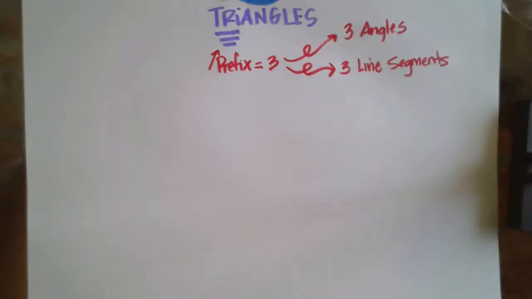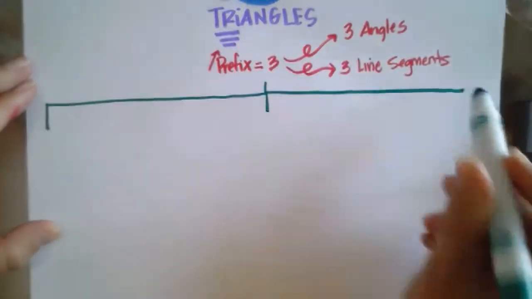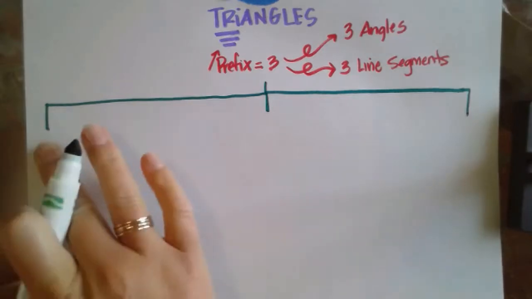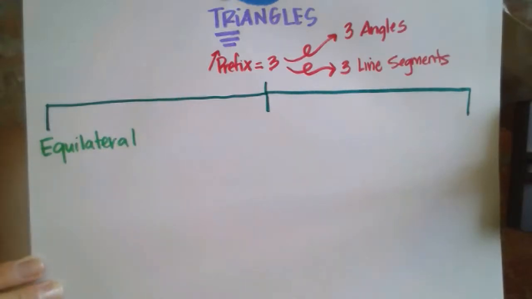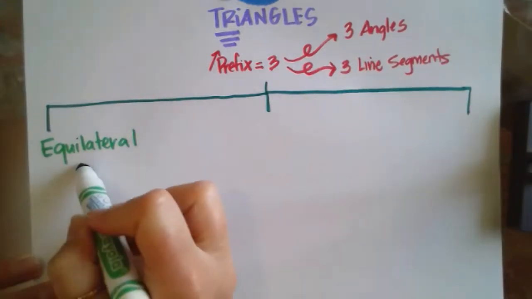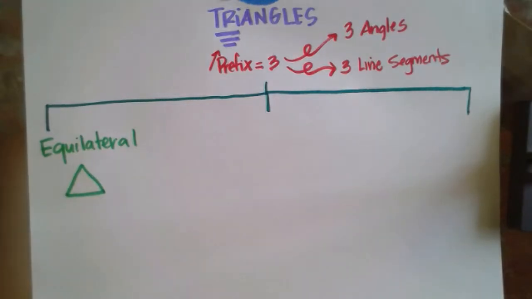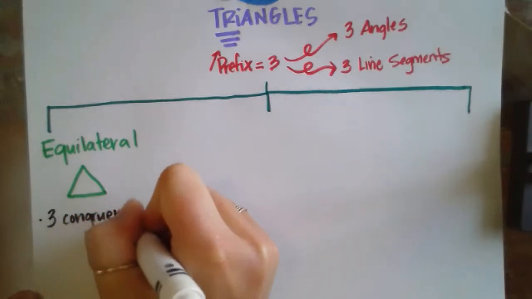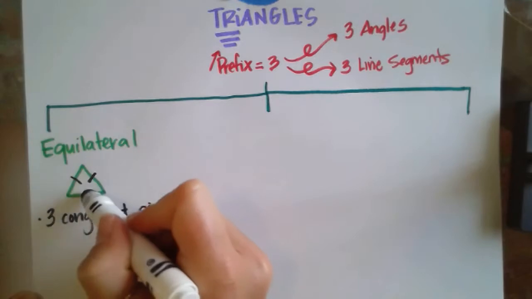So we're going to draw a tree map, and we're going to start with our first triangle, which is known as an equilateral triangle. I'm going to do my best here to draw a triangle with 3 angles and 3 line segments that are congruent or equal. I can notate that by labeling the 3 congruent line segments or sides of the triangle. They all get the same hash mark showing they are congruent.